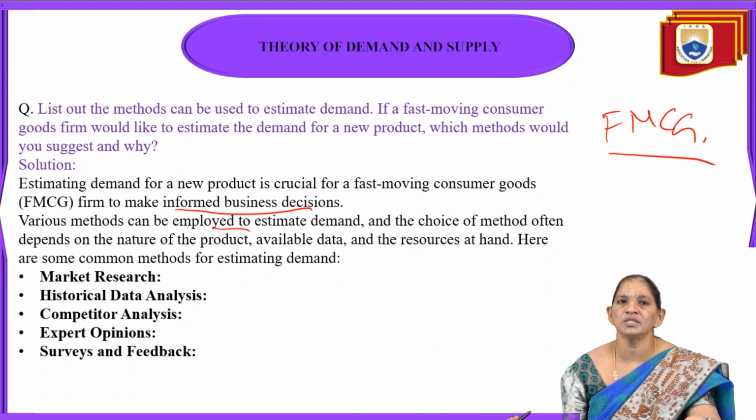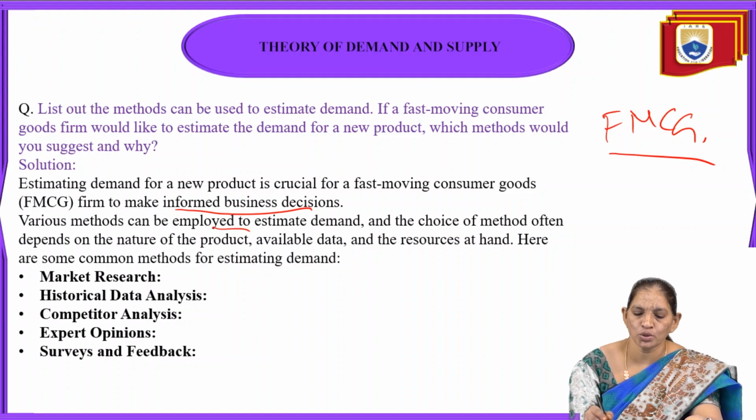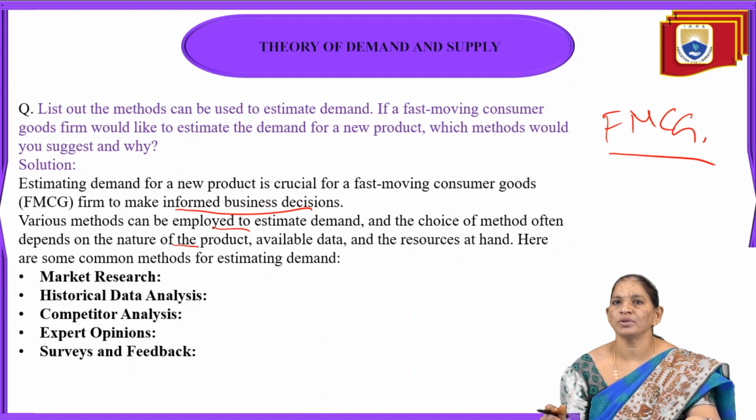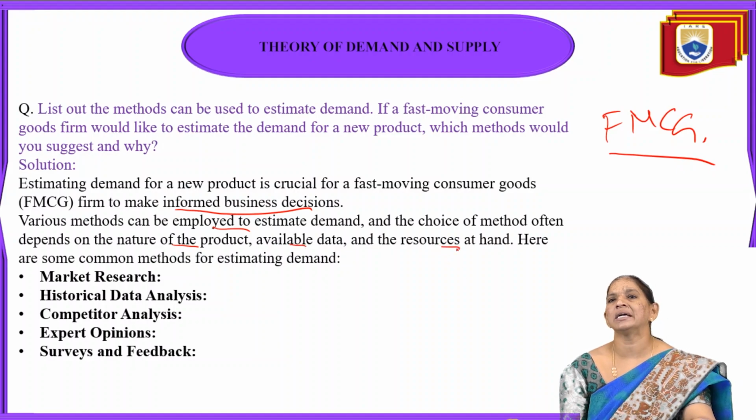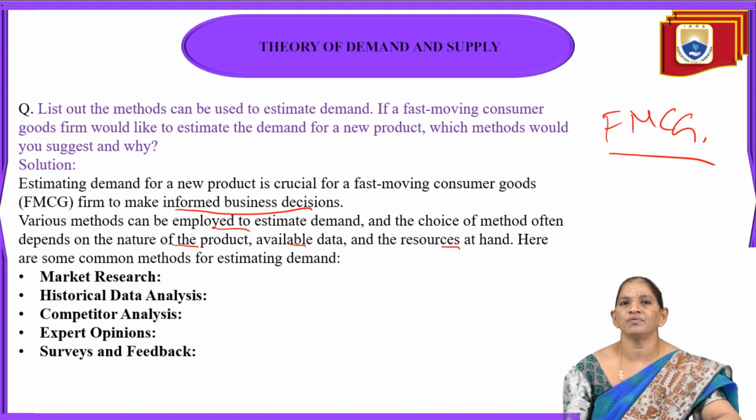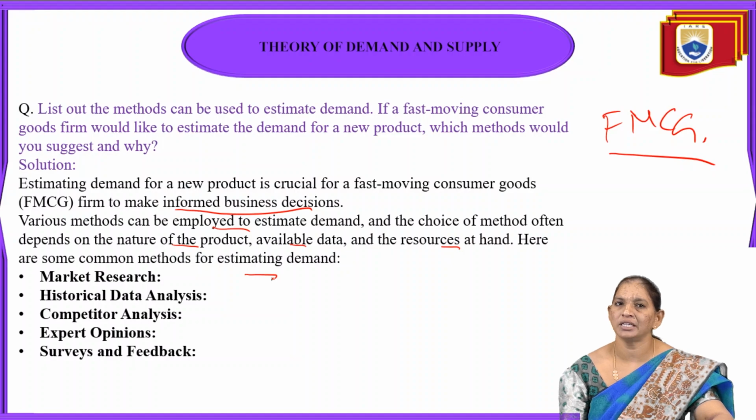In choosing these methods, we often depend upon the nature of the product, as different forecasting or demand estimation methods exist. So when choosing any one method for our fast moving consumer goods, we should identify the nature of the product, what type of data is available, and what resources are at hand. First we'll analyze what sort of methods we use for estimating demand.